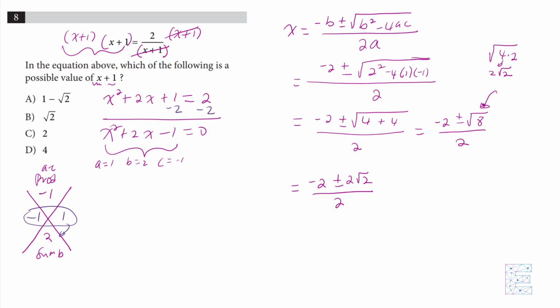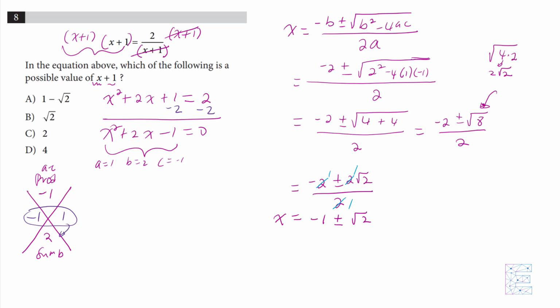Now remember that before we can call this completely simplified, you always take a moment, look at your denominator and see if it goes into both of your numerators. Remember, you can only simplify if all three of these have a greatest common factor. And they do in our case here. So we know that this becomes a 1, this becomes a 1, this becomes a 1. And finally, we have a fully simplified expression. So our x values are negative 1 plus or minus square root of 2.